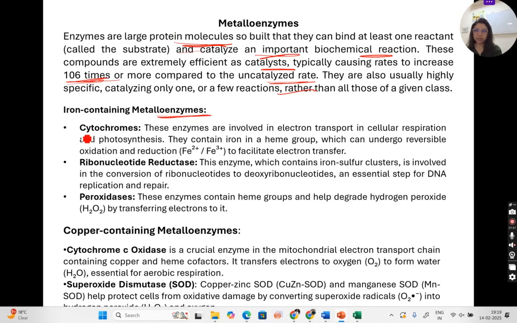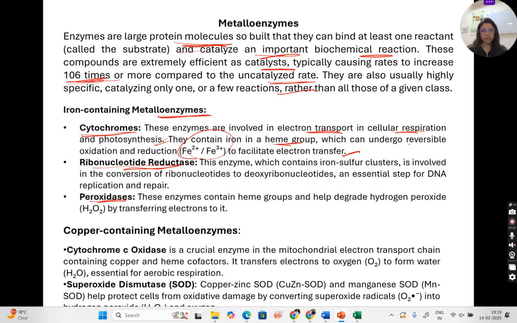There are some like cytochromes, ribonucleotide reductase and peroxidases. They contain iron in them. Cytochromes are enzymes involved in electron transport, in cellular respiration and photosynthesis. They contain iron in a heme group, which can undergo reversible oxidation and reduction from Fe2+ to Fe3+ to facilitate the electron transfer.